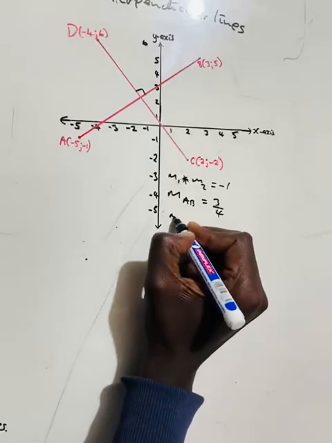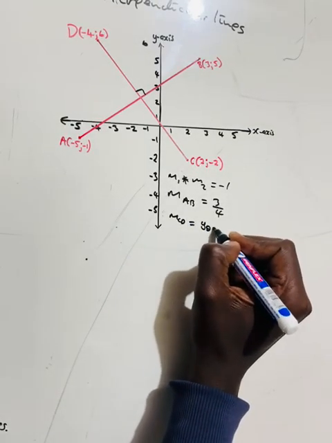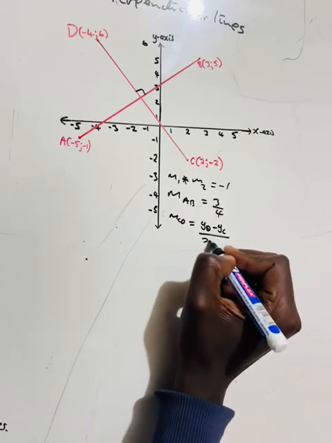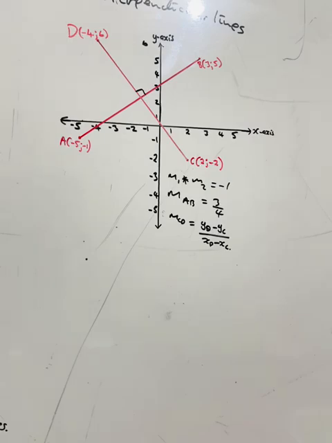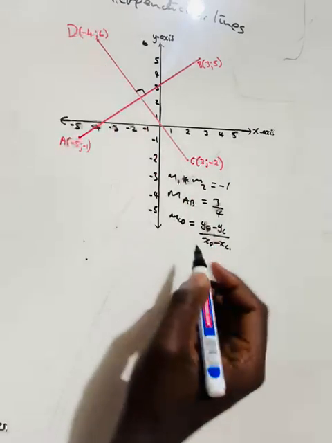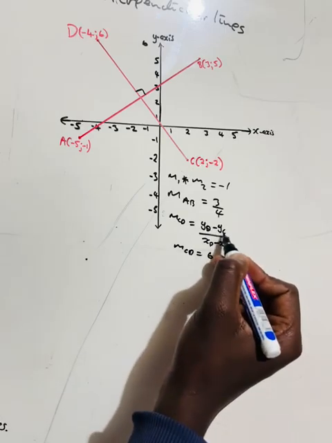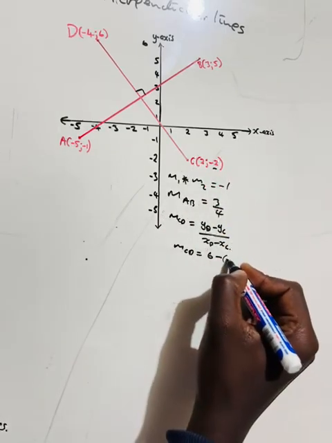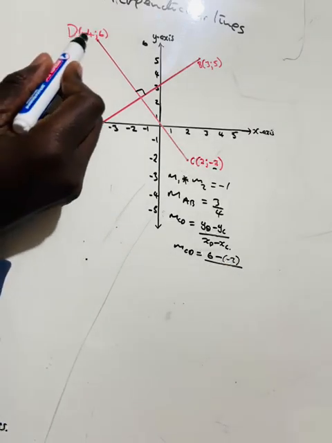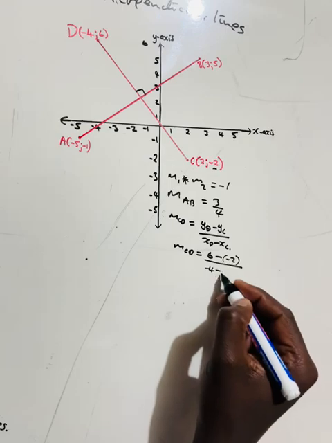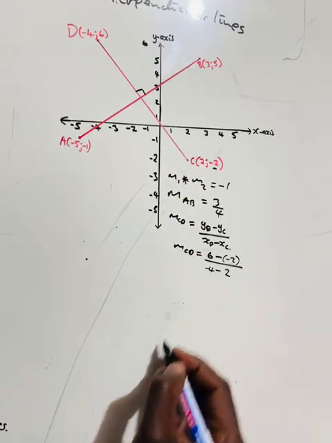So now we say gradient of line CD is equal to YD minus YC all over XD minus XC, right? Now, my y at point D is 6, so I say gradient of CD is equal to 6 minus my y at point C, which is negative 2, open bracket, negative 2, all over. Then my x at point D is negative 4, so I say negative 4 minus my x at point C is 2, so I place 2 there.